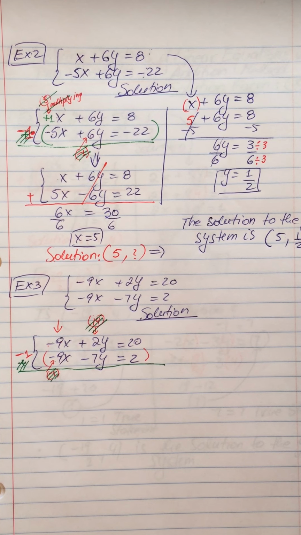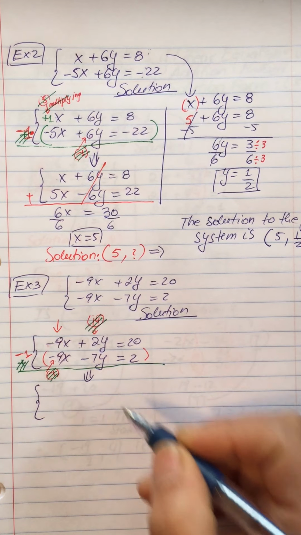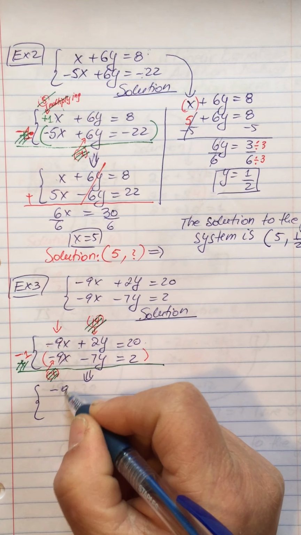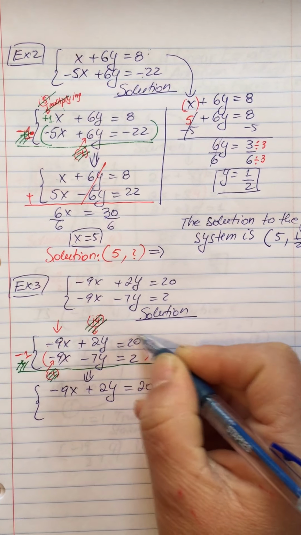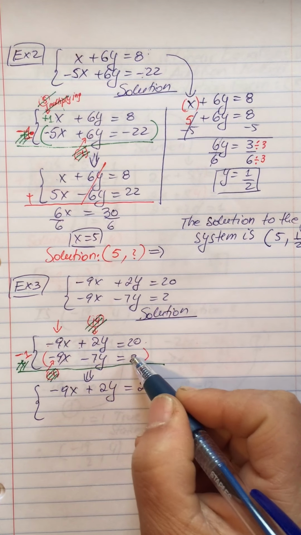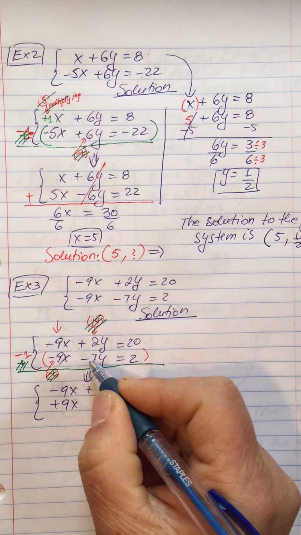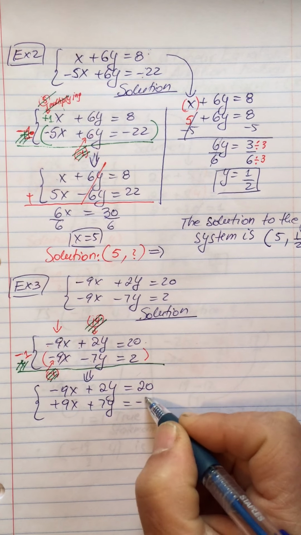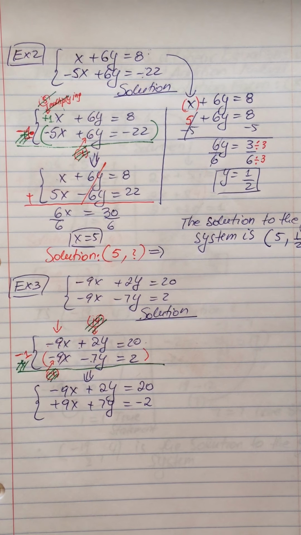So by doing this, I form a new system equivalent to the original one, and I didn't work on the first equation, so the first equation is unchanged. So let's rewrite it. And now multiplying by -1 means I have to change the signs throughout the equation. So positive 9x, positive 7y, and -2. This is the job when we multiply by -1, just changing the signs.